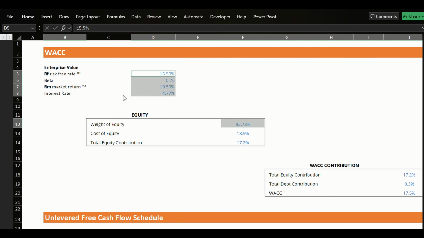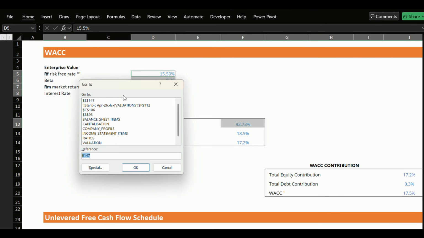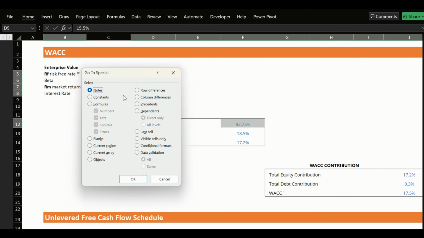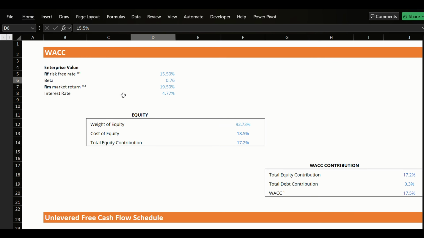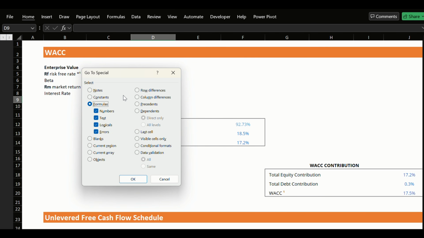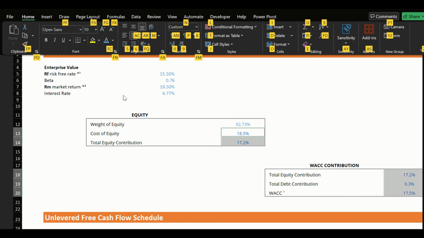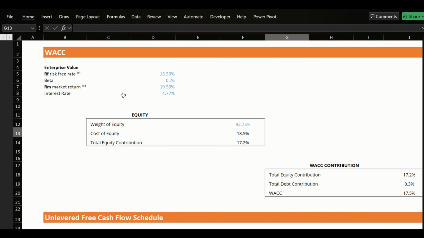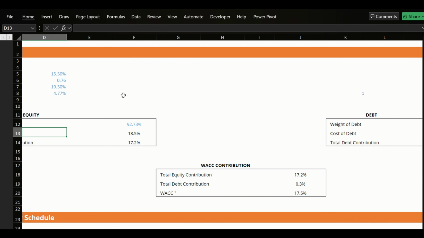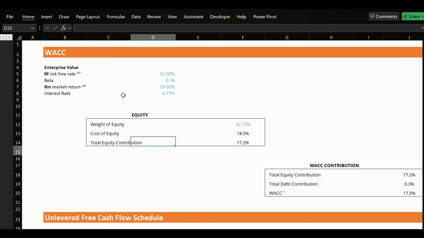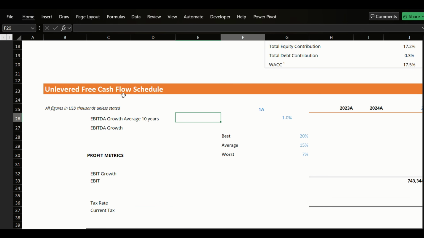Oh, sorry. F5, Alt S. Now we don't need text. That's about it. Alt H. Let's see. Black. So we have everything formatted the way we should be. Not changing our labels black.